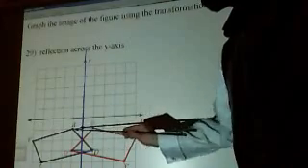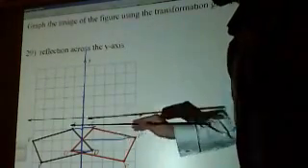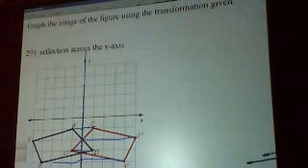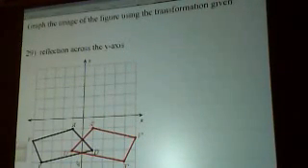Everything's equal distance away from the mirror. If this is 5 away from the mirror, then that's 5 away. If this is 4 away from the mirror, then this is 4 away, okay? So it's always going to be symmetric. It's going to be exact.